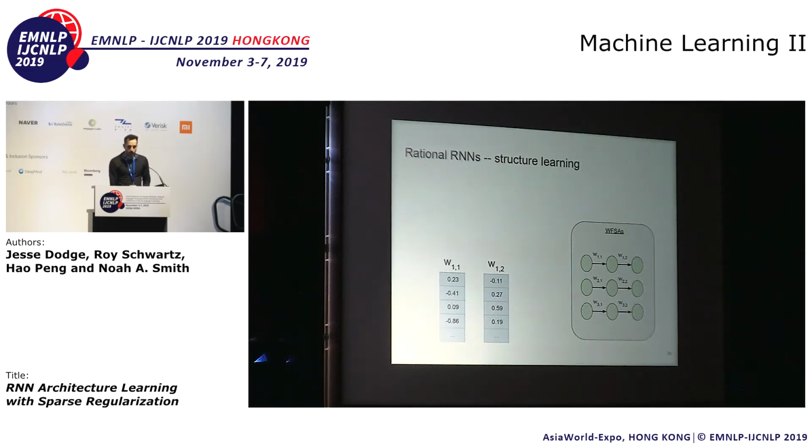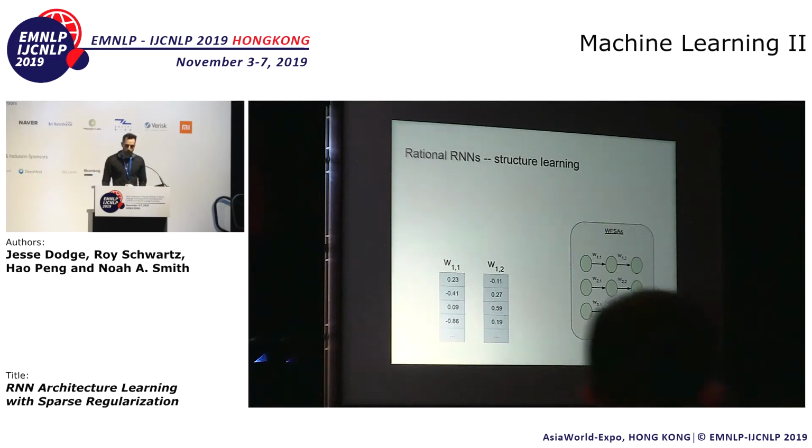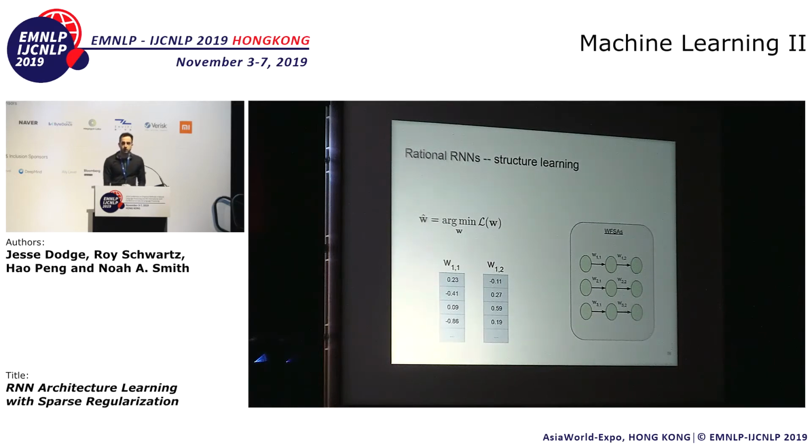Here on the left, I've written out some example parameters. So W11 is the set of parameters which parameterizes the first transition in the top WFSA on the right. And W12 is the set of parameters which parameterizes the second transition in that top WFSA. And these parameters are typically learned using some standard loss minimization procedure.